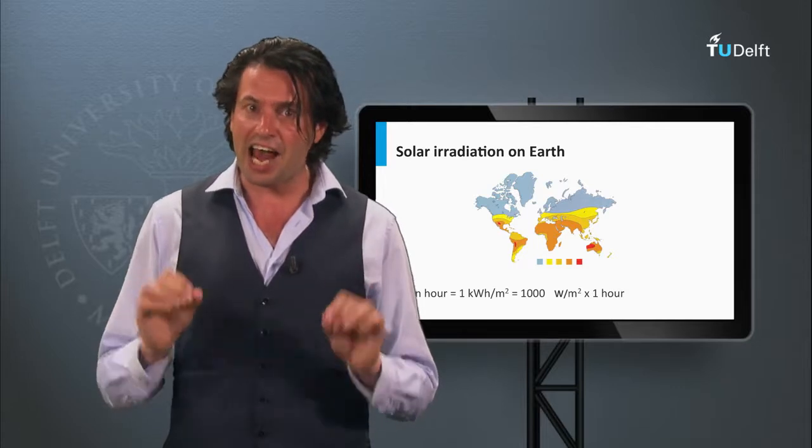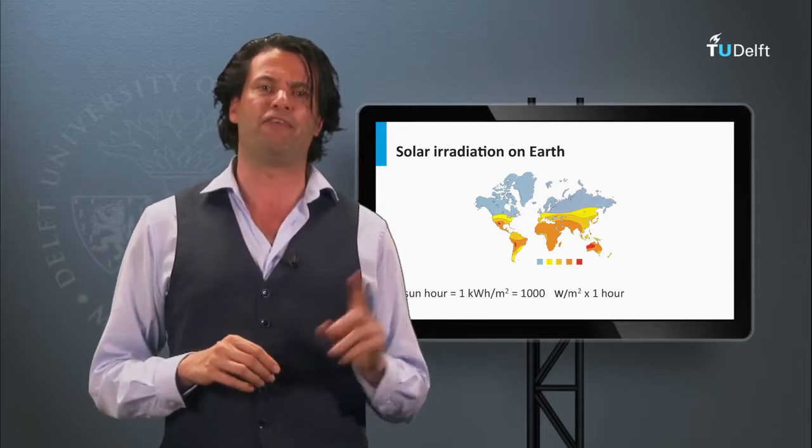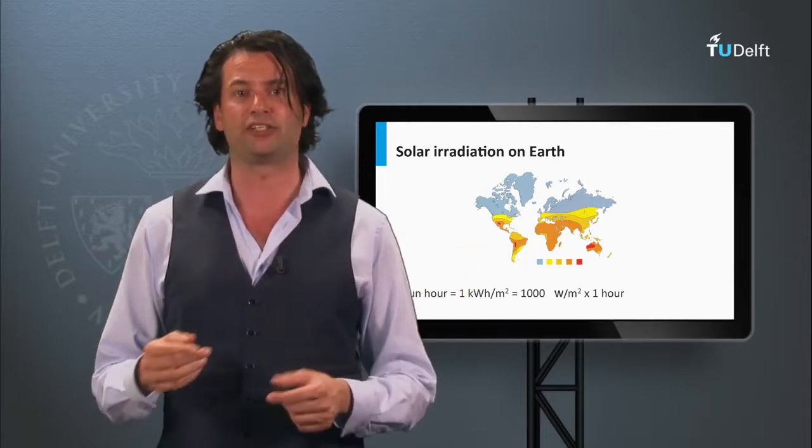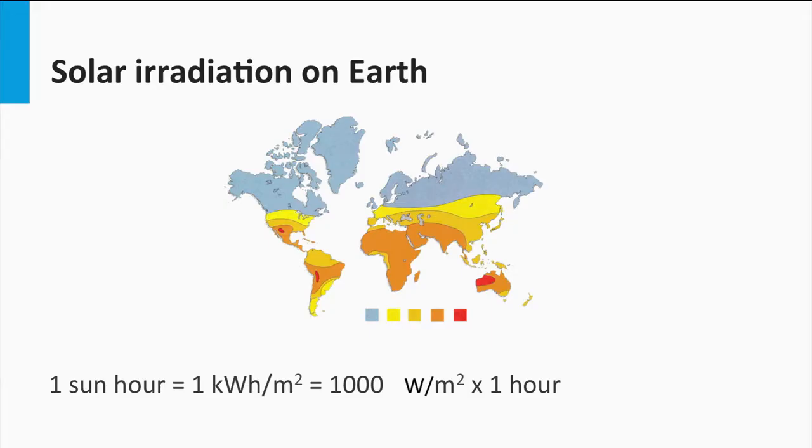The average annual solar irradiance on Earth varies depending on the location, as you can see in this figure. A useful tool in expressing the local solar irradiance is sun hours. 1 sun hour equals the energy of 1 kilowatt hour per square meter. Or in other words, an Earth's surface that is exposed for 1 hour to standard test conditions irradiance of 1000 watts per square meter. Why is this a handy unit?